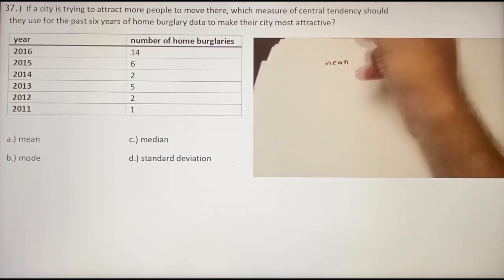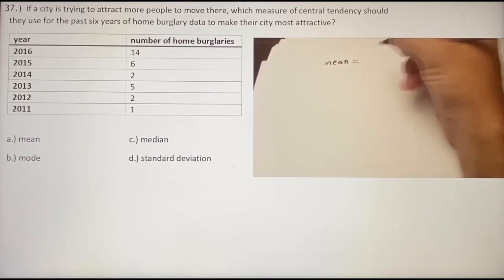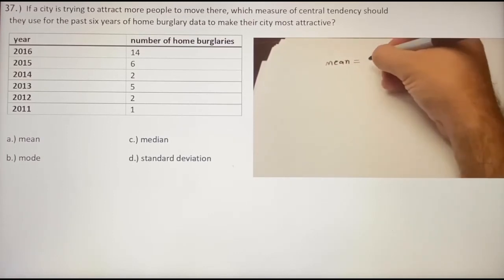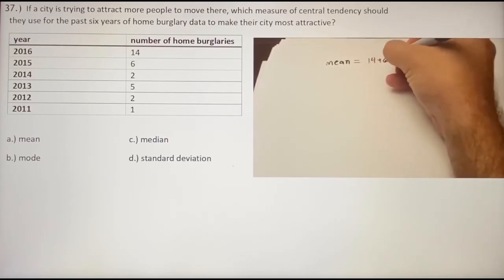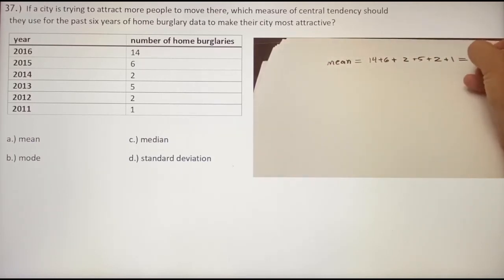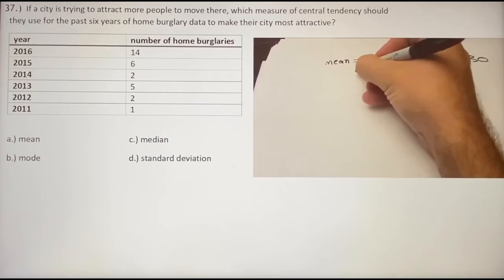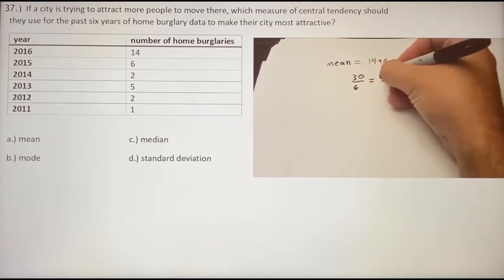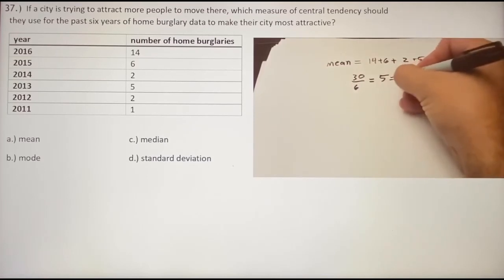The mean is just the sum of all of our numbers divided by how many of them there are. So we have 14 plus 6 plus 2 plus 5 plus 2 plus 1. That's going to give us 30. We have 6 numbers, so 30 divided by 6 gives me 5. And so this is our mean.